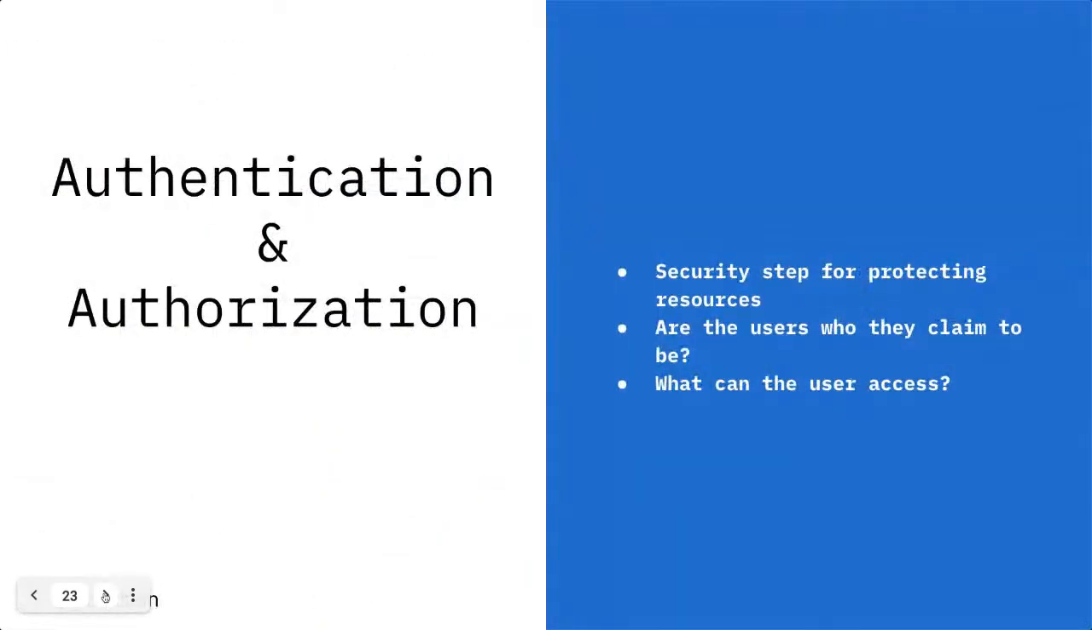So the first thing when we're talking about application security, we're talking about authentication and authorization. So App ID is a security step for protecting resources, and authentication is in general.